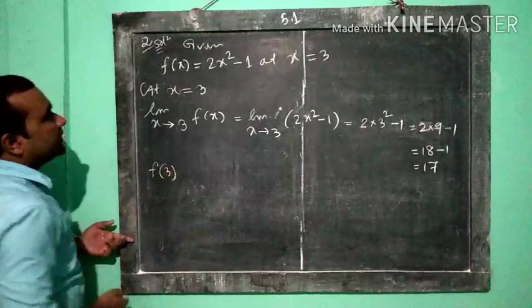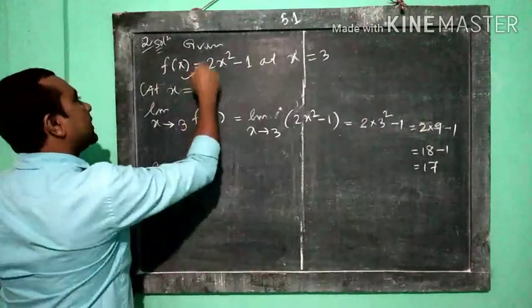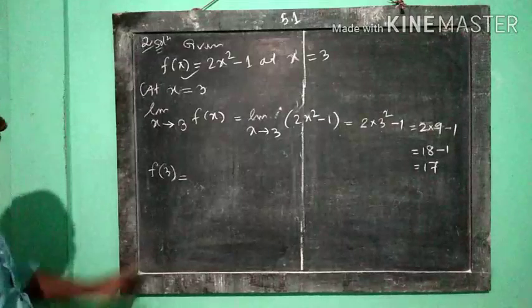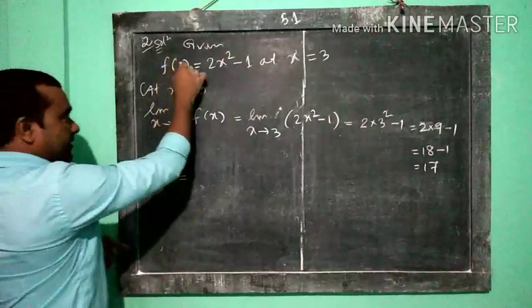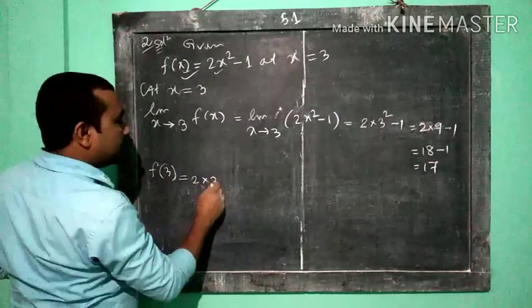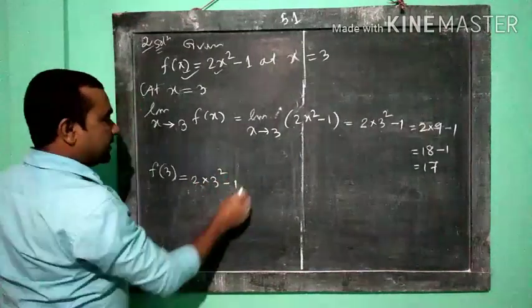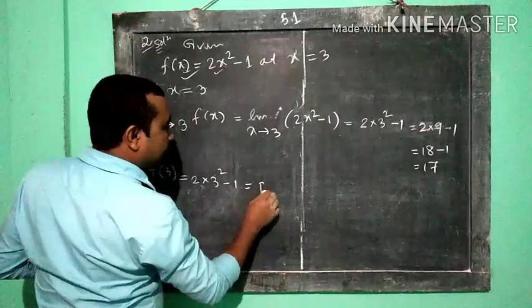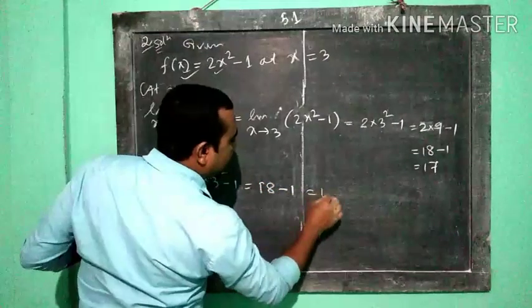So f(3) is equal to what? The function is given here, f(x). So x is replaced by 3. Then right here, 2 into 3² − 1. This is equal to 18 − 1, which is equal to 17.